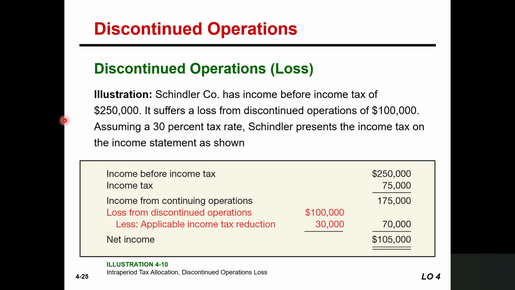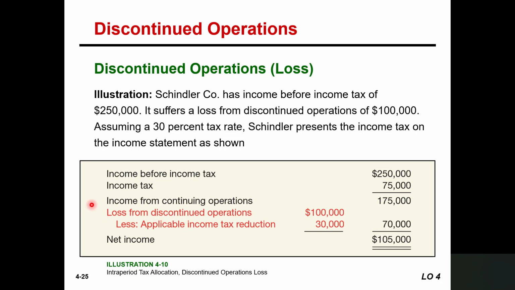So discontinued operations, a loss. In this scenario, Schindler Company has income before income tax of $250,000. It suffers a loss from discontinued operations of $100,000. Assuming a 30% tax rate, Schindler presents the income tax on the income statement as shown. And so here, again, you have $250,000 for income before income tax, $75,000 income tax, which gives you an income from continued operations of $175,000.